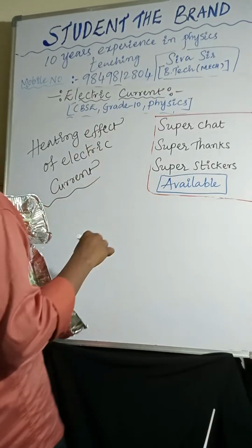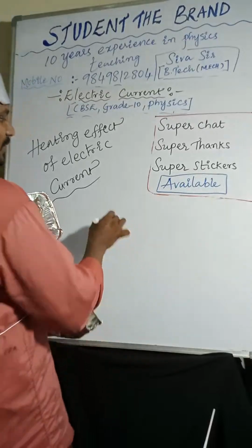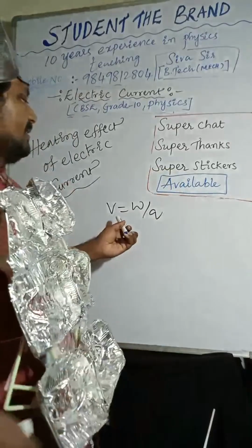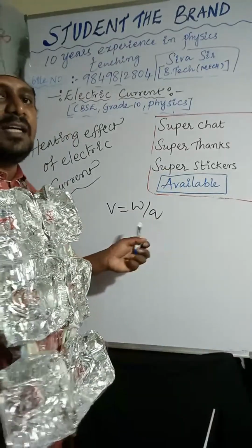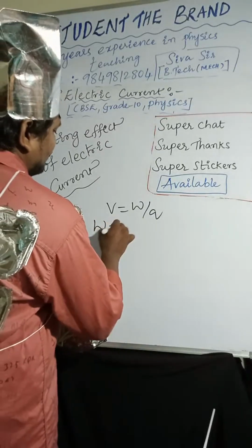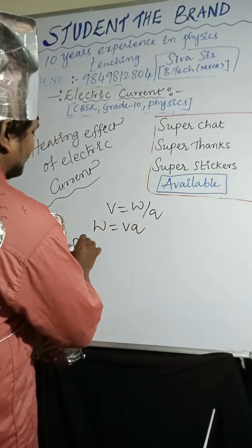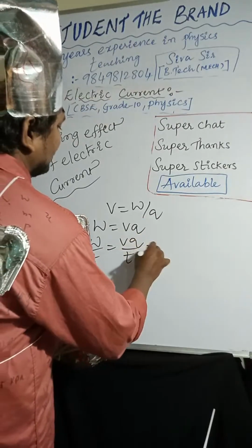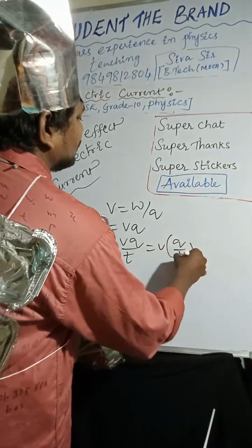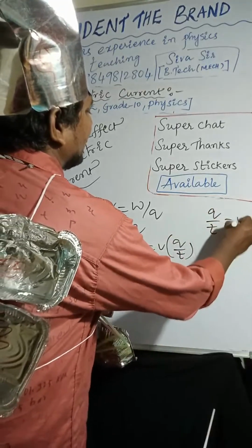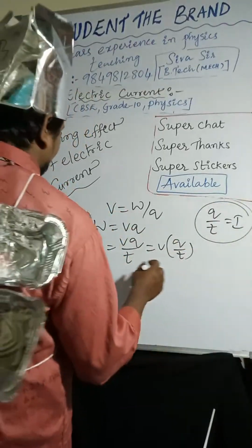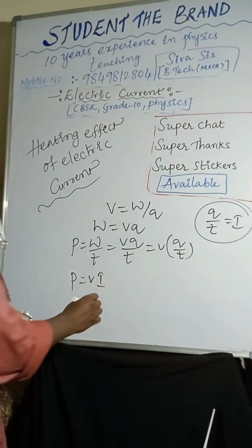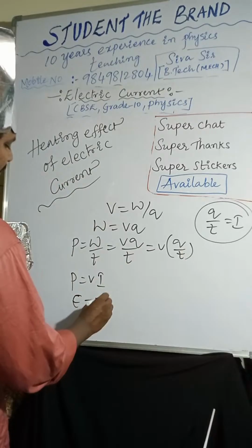So the heating effect of electric current is nothing but, V equals W by Q. Potential difference equals work done by charge. So W equals VQ. P equals W by T, that is VQ by T, that is V into Q by T. So Q by T is I, that is current. So P equals VI. So energy equals P into T.